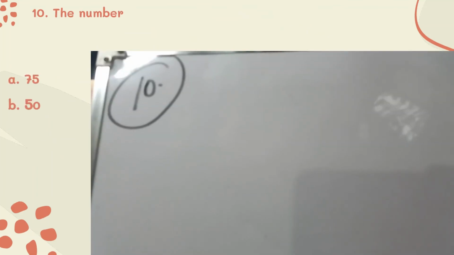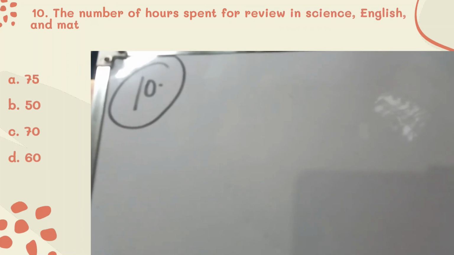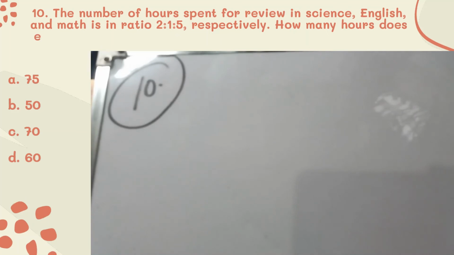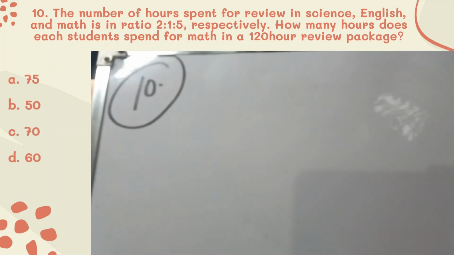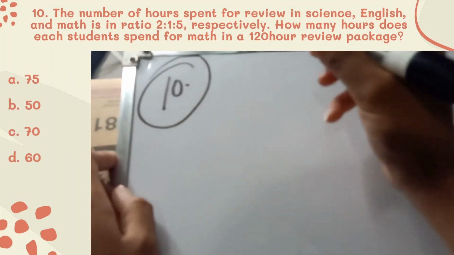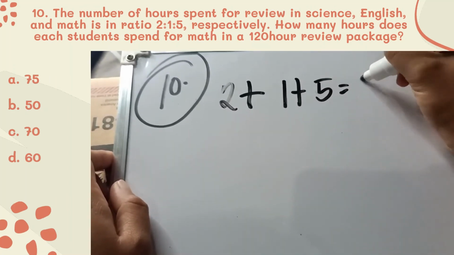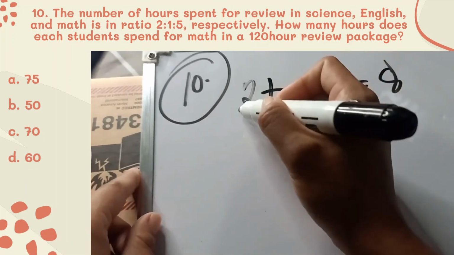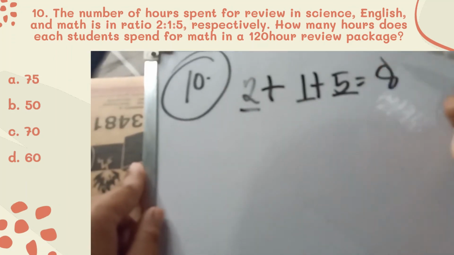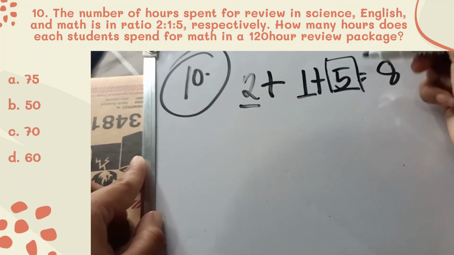Question number 10. The number of hours spent for review in science, English, and math is in ratio 2:1:5, respectively. How many hours does each student spend for math in a 120-hour review package? So, ilan ang ini-spend ng mga estudyante sa kanilang math subject? Ilang oras? Alright, so anong gagawin natin dito? We have to add the given ratio, 2 plus 1 plus 5 is equals to 8.